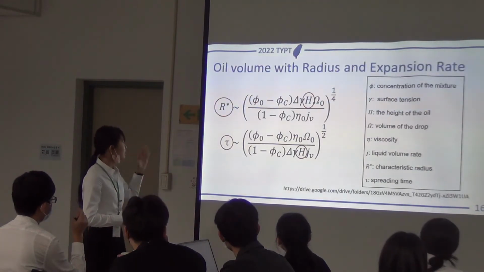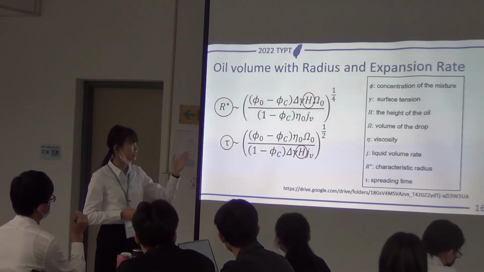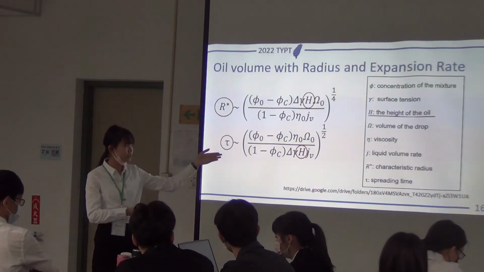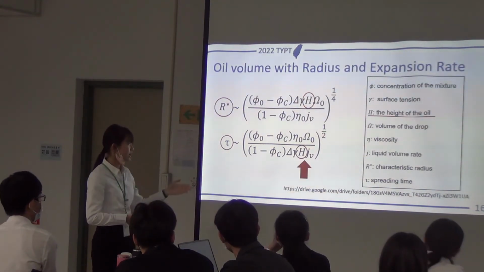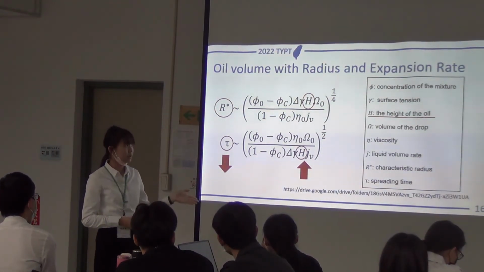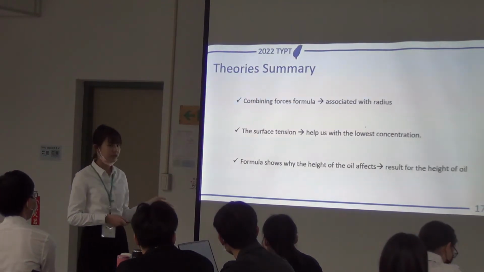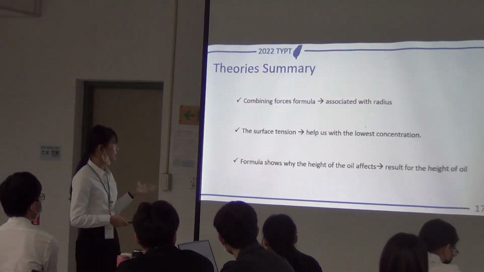So here, this is a formula that shows how the oil volume affects the radius and the expansion rate. As you can see, H stands for the height of the oil, and with a higher H, the spreading time will be shorter, and that means the expansion rate will be higher. And for this, we have a small summary of our theory.